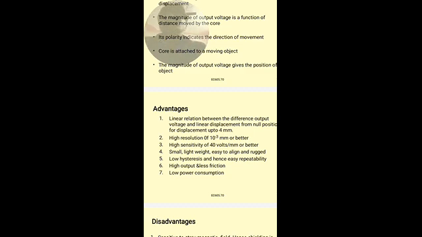So it produces high resolution, high sensitivity of more than 40 volts per 1 millimeter, is small in size and light in weight, rugged in design, produces low hysteresis and thus easy repeatability, and has low power consumption. It consumes very low power for its operation, and has very good linearity between the displacement and the output voltage. These are the advantages of a linear variable differential transformer.